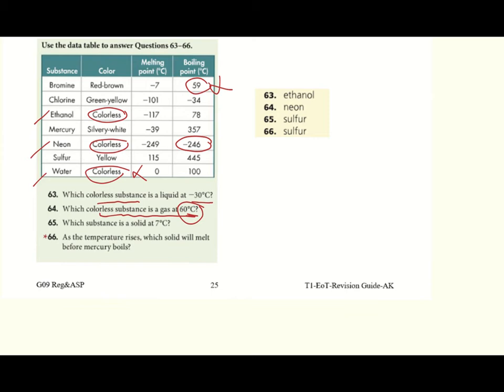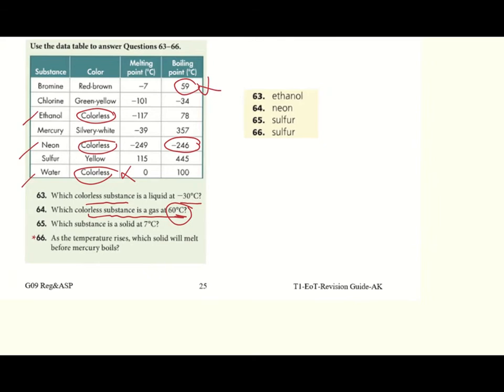Next question, which substance is solid at 7 degrees Celsius? To be solid at 7, the melting point should be more than 7. So at 7 it will be solid. Which one has a melting point above 7? Looking at the table, it's only sulfur. So the answer to this question is sulfur.